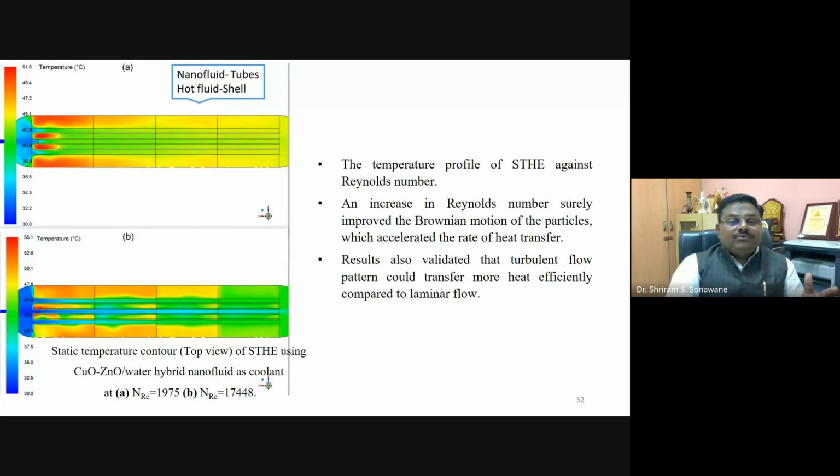So this is the temperature profile of the shell and tube heat exchanger against Reynolds number, right? An increase in Reynolds number surely improves the Brownian motion of the particles. If the velocity of the fluid is high inside the heat exchanger, then Brownian motion is more. Then the interaction of liquid and solid particles is more, and they can transfer more heat to one another. It can accelerate the rate of heat transfer, and that is the finding behind this particular ANSYS study also. Results also validated that turbulent flow pattern could transfer heat more effectively compared to laminar flow. Next slide.